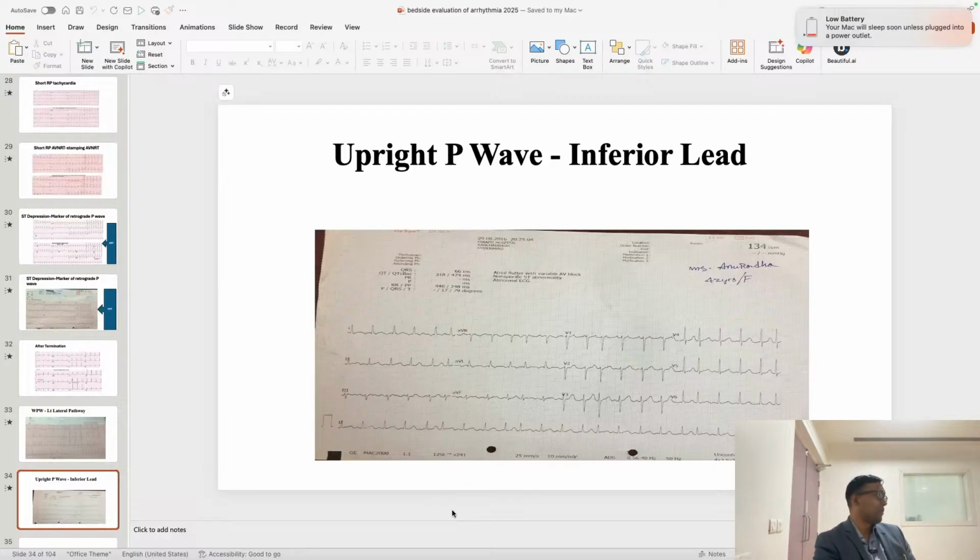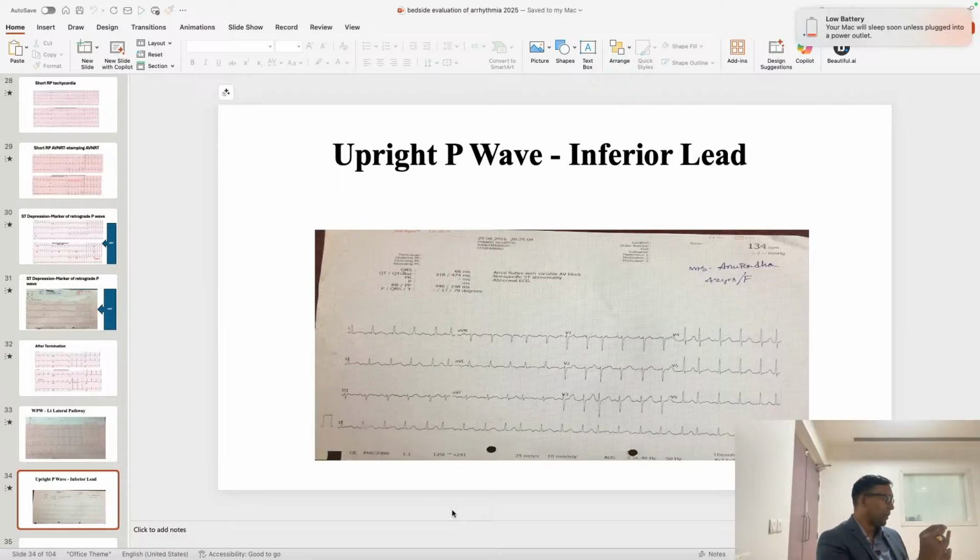So easy diagnosis. It is atrial tachycardia. And how? PSVT, only three diagnoses you should remember, right? Forget about all other things. If regular tachycardia, AVRT, AVNRT, and atrial tachycardia. These are the three things you have to differentiate. AVRT, AVNRT, I have told just now.